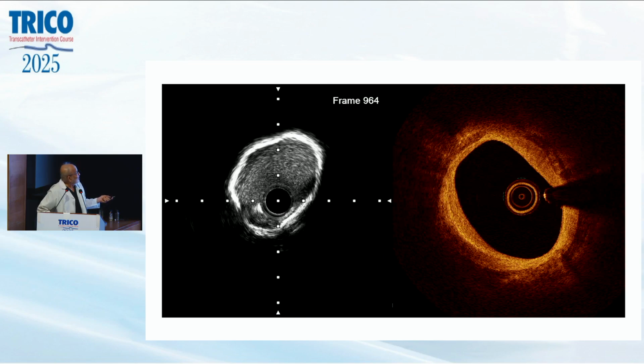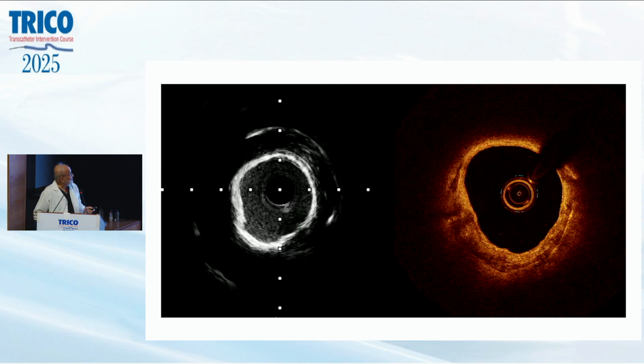This is another case. You can see almost like a napkin ring calcium. This is the calcium. It's a bad calcium. There's a 70% chance that it may not break with the balloon, and there you might have to use the technology for proper deployment and expansion of the stent.